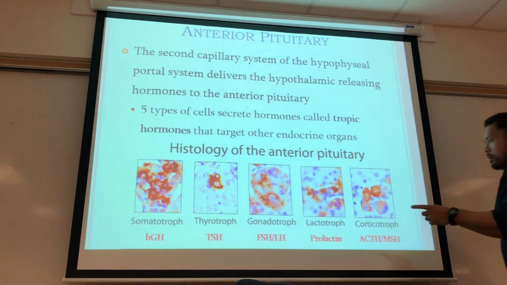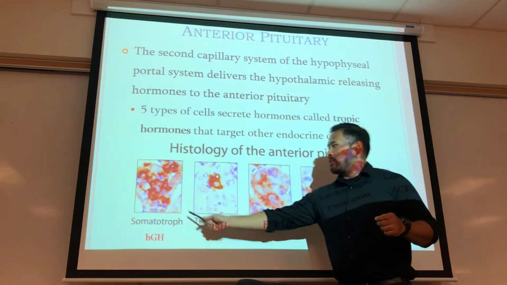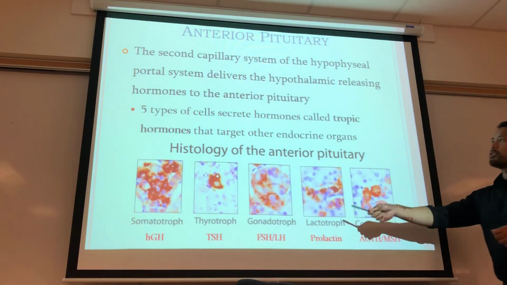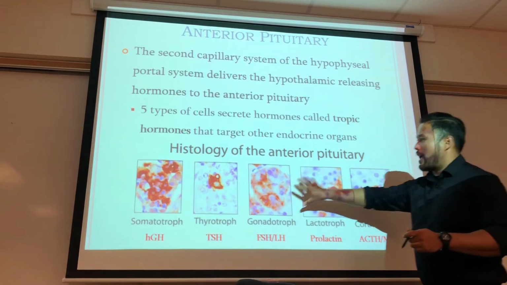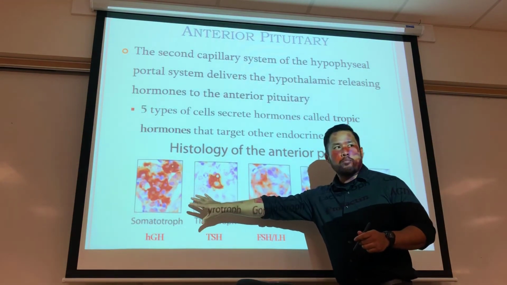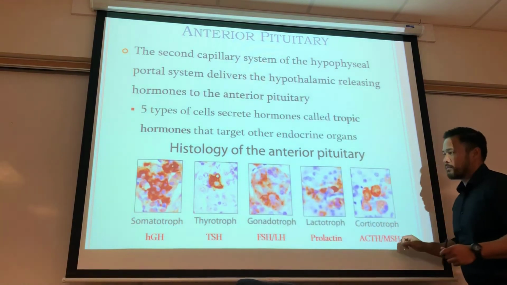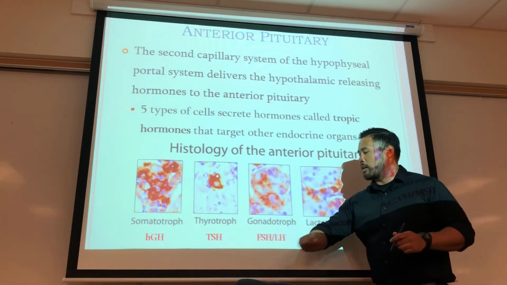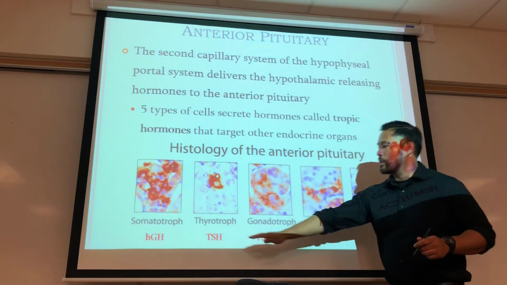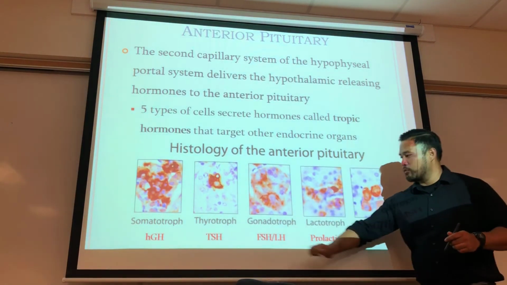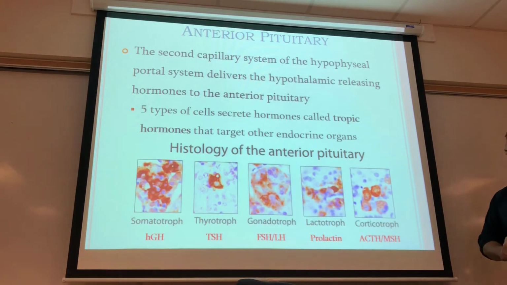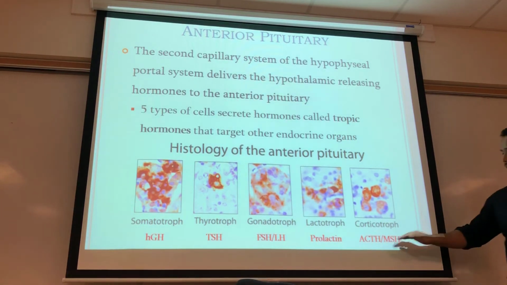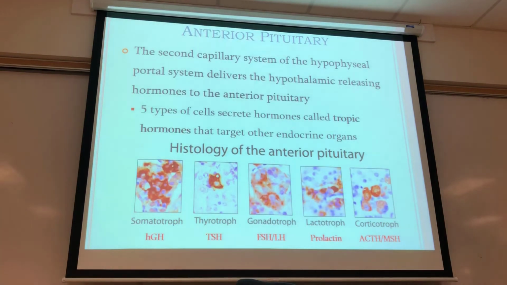Now those releasing hormones target these trophic cells. These are the cells located in the anterior pituitary that produce 7 types of hormones. We have our somatotrophs that produce growth hormone, thyrotrophs that produce thyroid stimulating hormone, gonadotrophs producing FSH and LH, lactotrophs producing prolactin, and our corticotrophs that are going to be producing ACTH and MSH. And I'll talk about each of these 7.